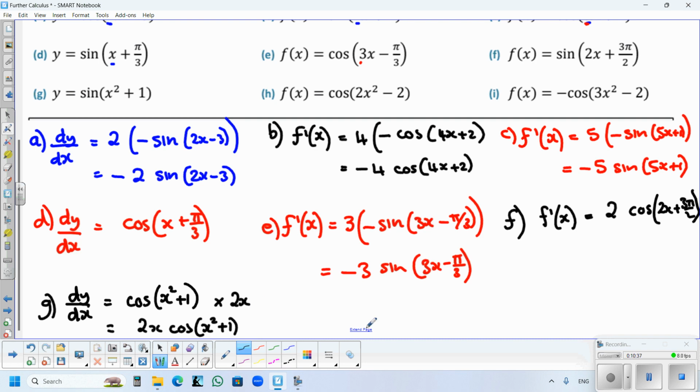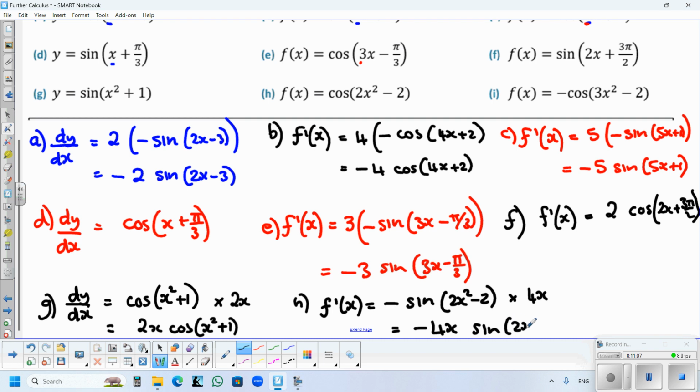The next one we've got is part H. So f of x is equal to cos, and the whole thing in the bracket. It's not just an x with a number, there's an x squared. So we'll do the derivative of cos is minus sine, so f dash x is equal to minus sine. The angle is 2x squared minus 2, multiplied by the derivative of that bracket, so we're timesing that by 4x. So that's equal to minus 4x sine of 2x squared minus 2.